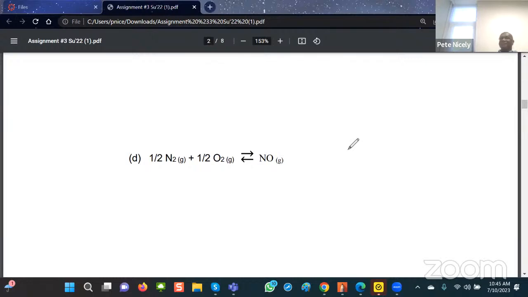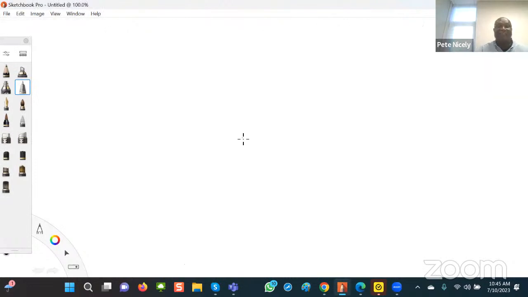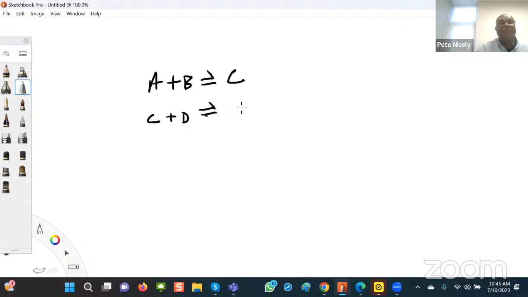Okay. All right. I'm not good at creating examples on the fly, but I'm going to try in this case. Let me do a hypothetical. So let's say you have A plus B to form C, and let's say C will react with D to form E. So this is just purely hypothetical. And let's say this is Kc.